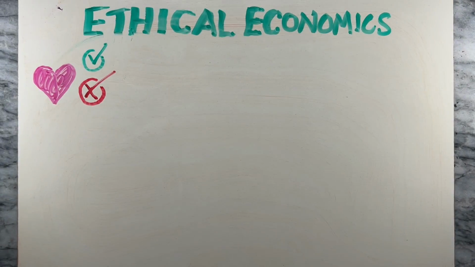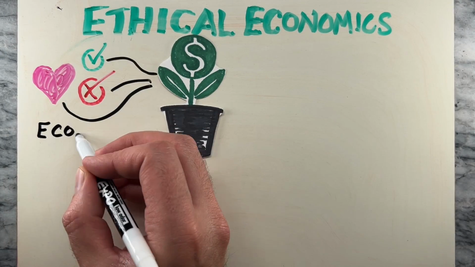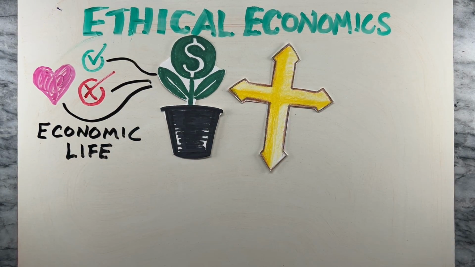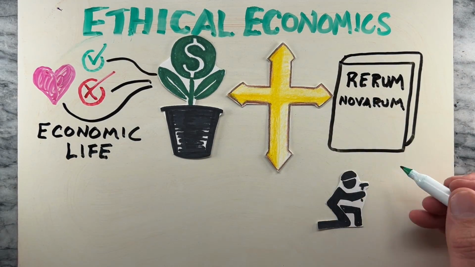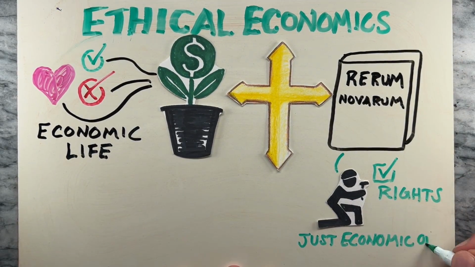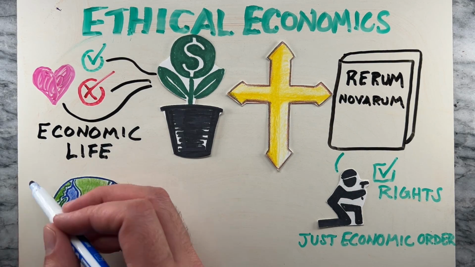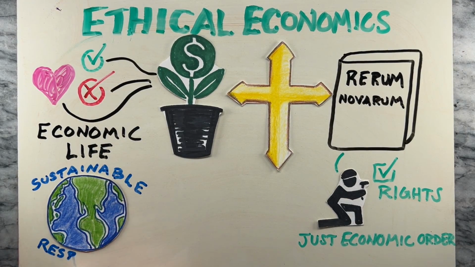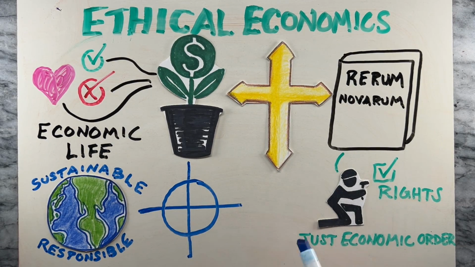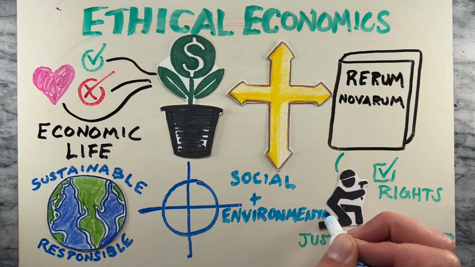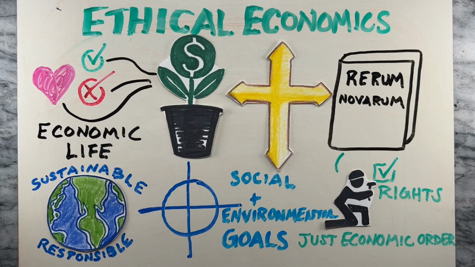The last principle of distributism is ethical economics. Distributism incorporates moral and ethical considerations into economic life. It is influenced by Christian social teachings, especially Catholic encyclicals like Rerum Novarum, which advocates for the rights of workers and the need for a just economic order. Ethical considerations also extend to sustainable and environmentally responsible practices, aligning economic activities with broader social and environmental goals.